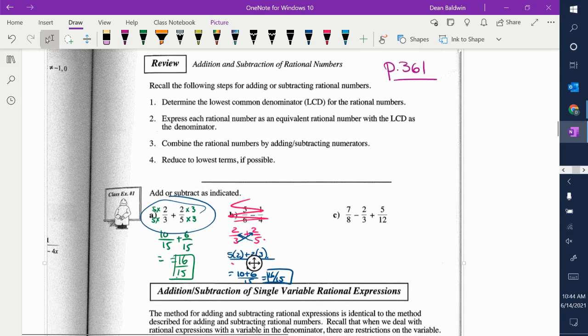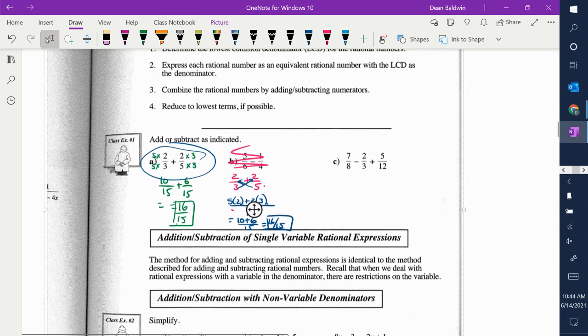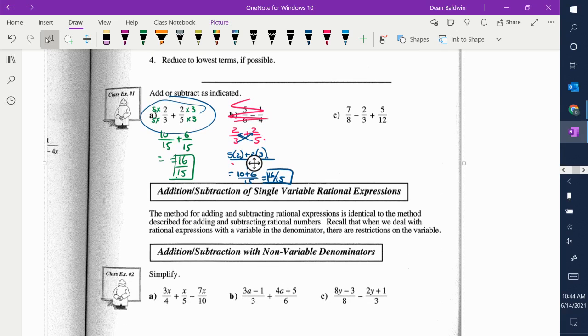We're on page 361, everybody that came in. That sucks.